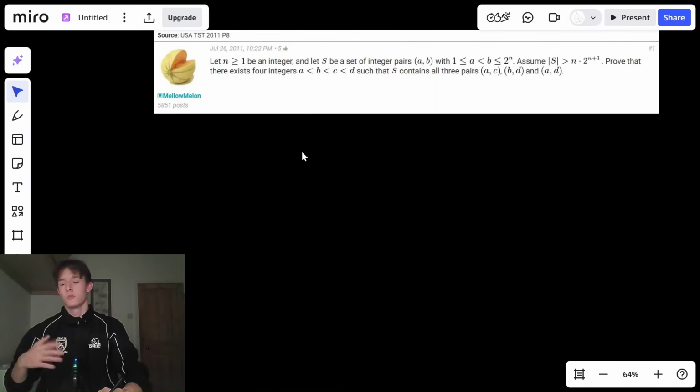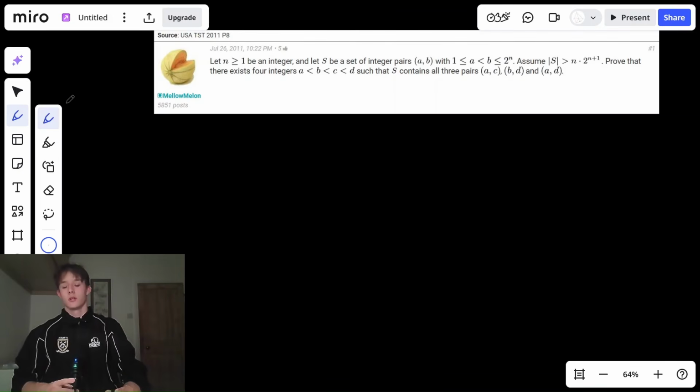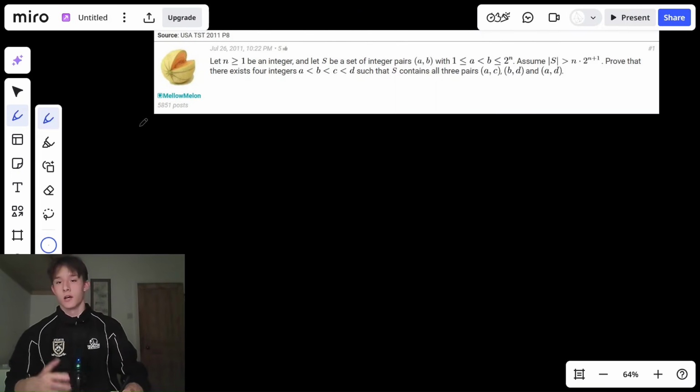Teach you probably the most important idea in grid combi, the most common one. And I'll walk you through the solution of USATST 2011 problem 8. This problem is not that difficult, but it's very instructional in terms of how you use this very, very important technique in grid combi.